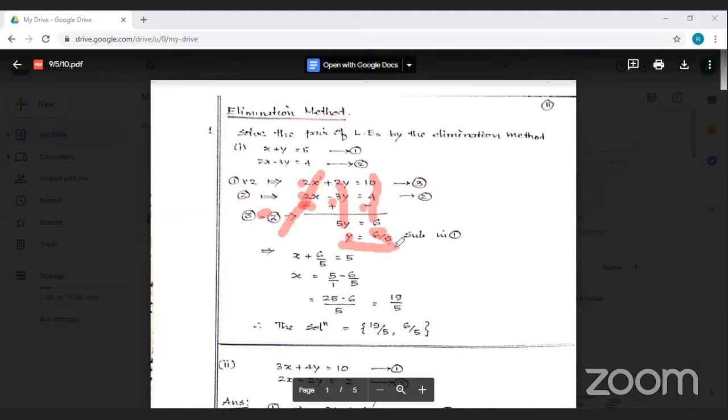Now you substitute this y value in the equation. Put this one in the first equation. Simple. Y is 6 by 5.